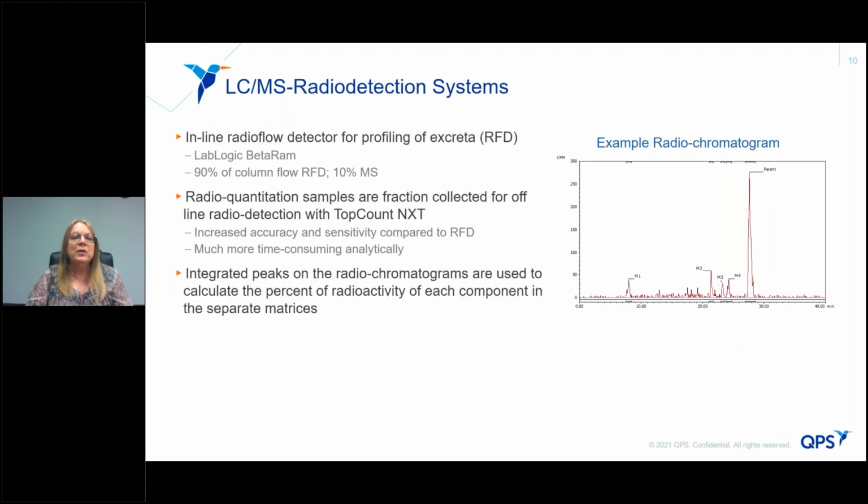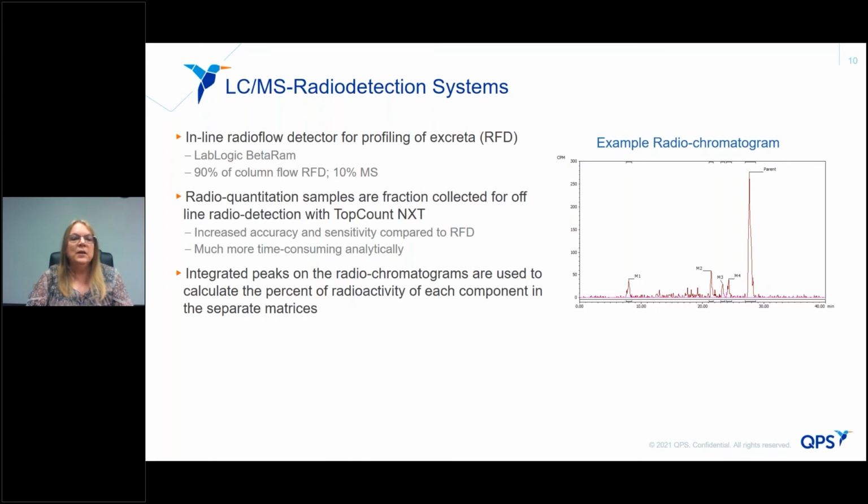And now I'd like to talk about the radio detection systems. The inline radio flow detector that we use is called a beta RAM, and it's made by LabLogic. And the example radiochromatogram that you see to your right is one of the radiochromatograms from that system. We also do the radio-quantitation samples, but those are fraction collected, and they're detected by what's called a TopCount NXT. It's a static detector, and it has increased accuracy and sensitivity compared to the radio flow detectors. However, it is much more time consuming analytically.